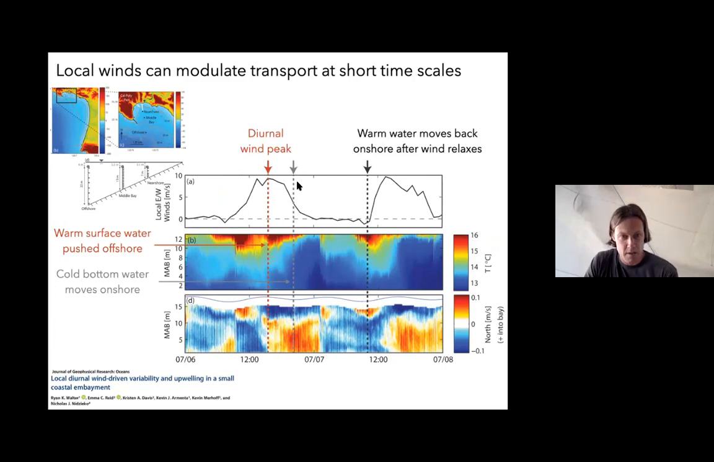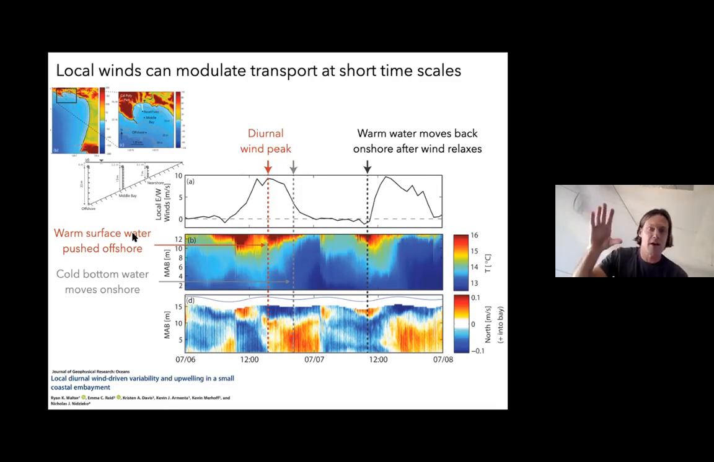The middle panel shows color contours from thermistors arranged vertically throughout the water column. And the bottom panel shows the north-south velocities. Red velocities are to the north, or into the bay, and blue velocities are to the south, or out of the bay. What Ryan's showing us in this annotated diagram is that the diurnal wind picks up, and the peak of the diurnal wind is illustrated with a red dashed line. Associated with this, we see the warm surface water being pushed offshore.